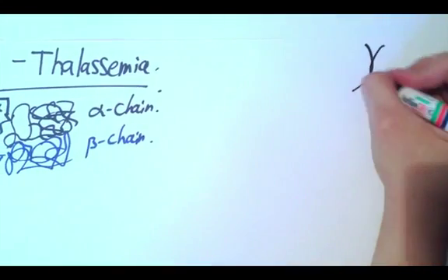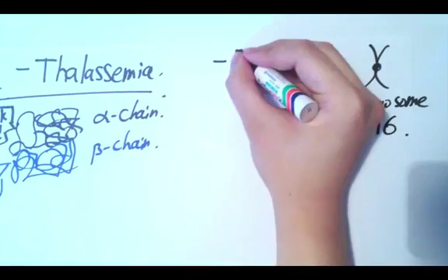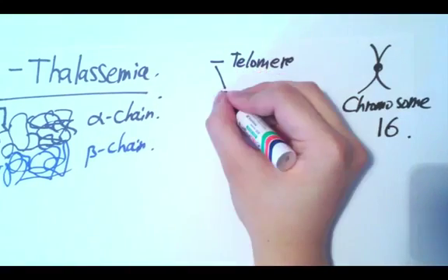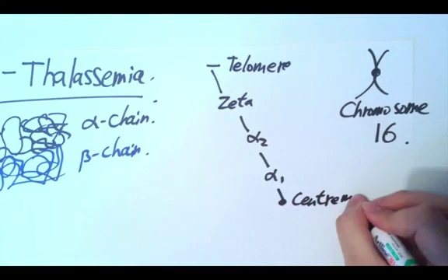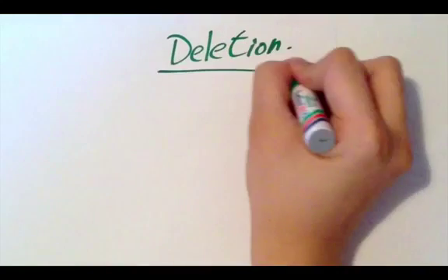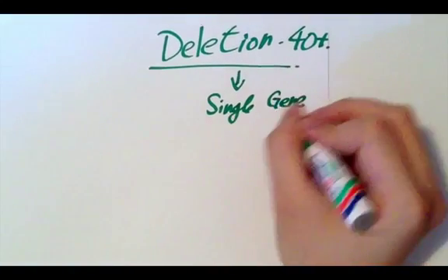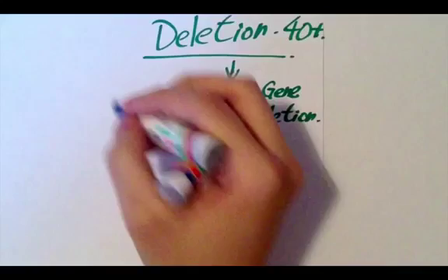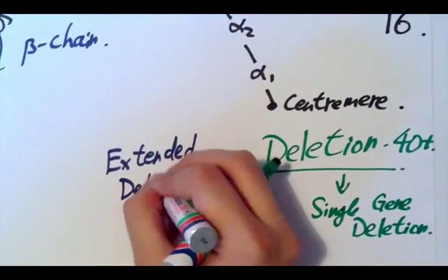Now looking into the molecular part, the 2 alpha chains are located on chromosome 16, and it goes by the sequence of telomere, zeta, and then your alpha 2, alpha 1 gene, and then your centromere. Now looking into the reason why there may be a mutation, the most frequent cause is deletion, and there's more than 40 mutations recorded, and they broadly go into 2 categories, your single gene deletion and your extended deletion.